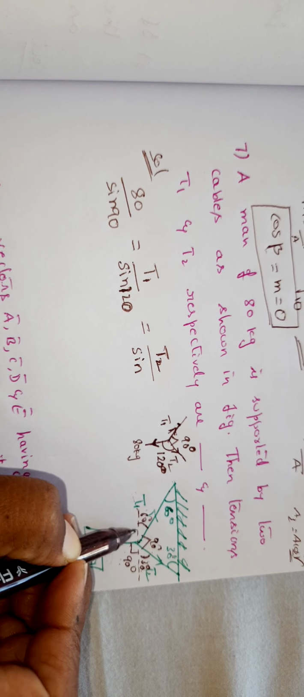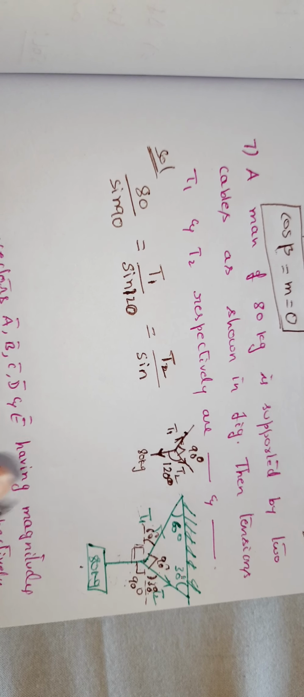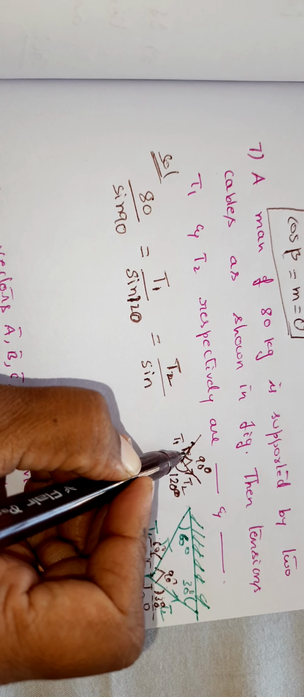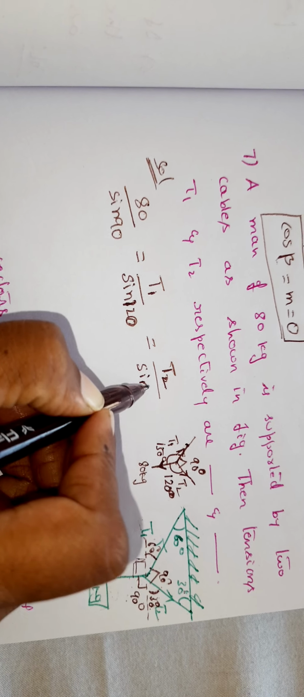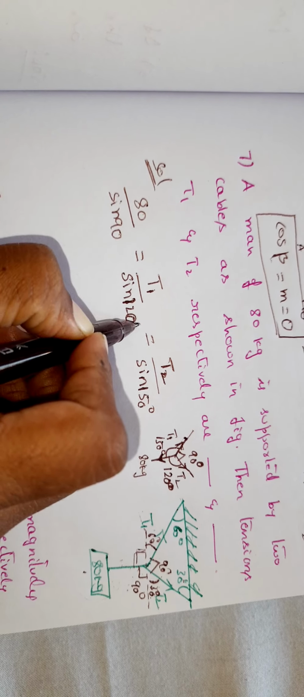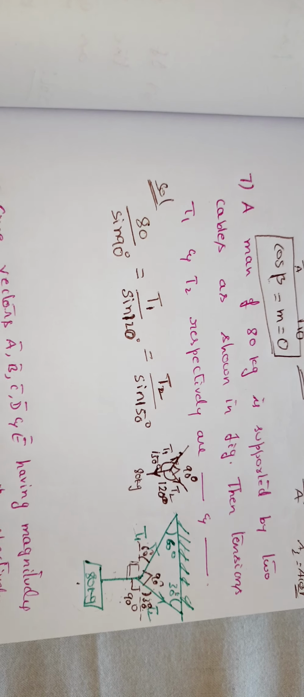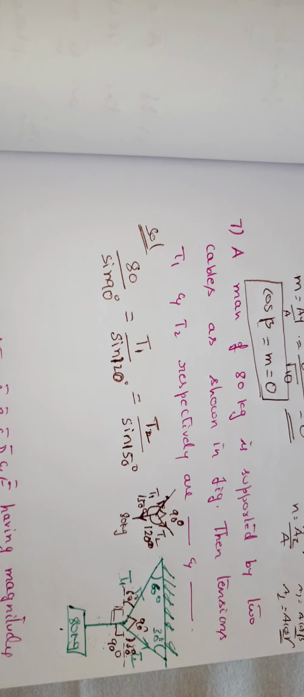And here you have the angle between the horizontal and vertical is always 90. 90 plus 60 is 150. So this is 150 degrees. So I got it to be 150 degrees. So you got sine 90 degrees, sine 120 degrees, sine 150 degrees. You are done.